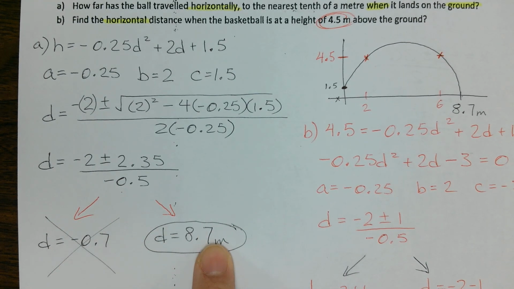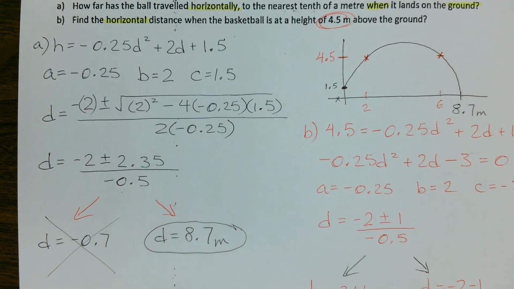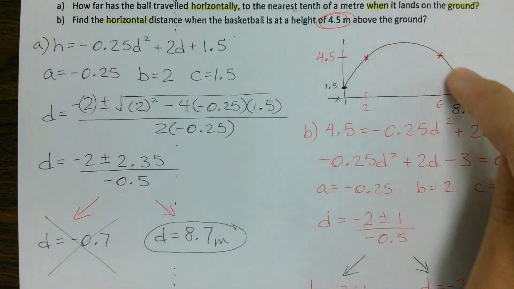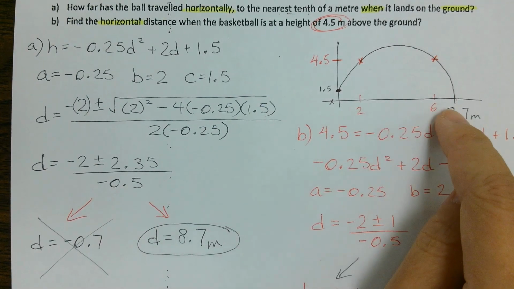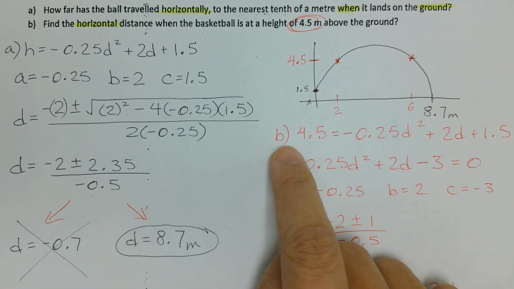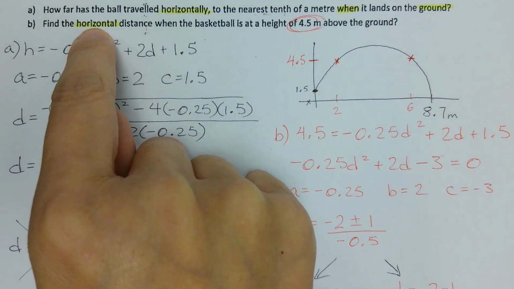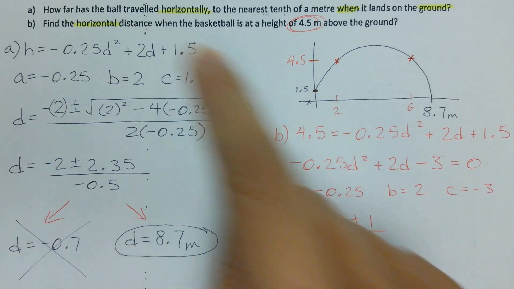One's negative, one's positive. I'm going to reject this answer because I can't throw the ball backwards. So this is what it's referring to. So when does that ball hit the ground? After 8.7 meters horizontally. Part B also asks for horizontal distance, which means I'm again solving with the quadratic formula.